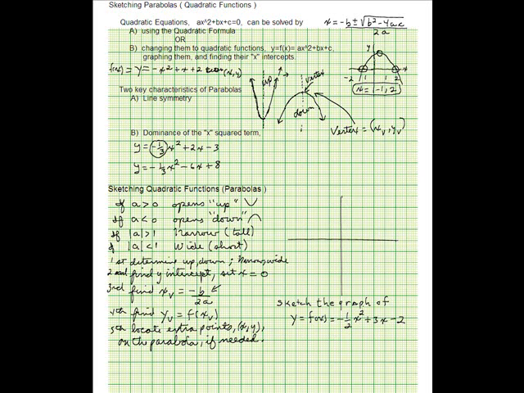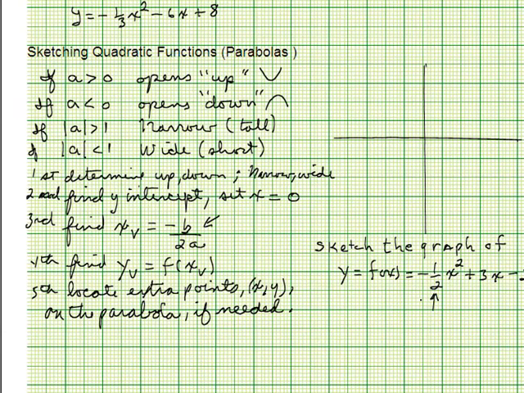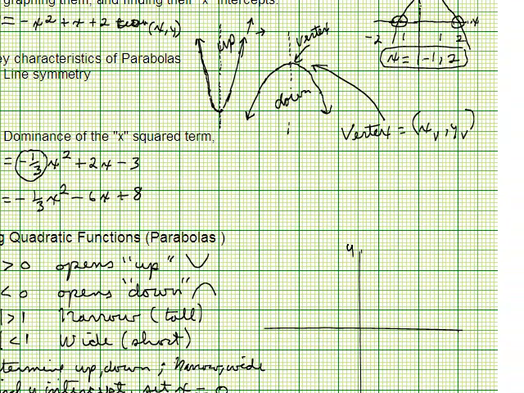It says sketch the graph of y, or f of x, equal to negative 1/2 x squared plus 3x minus 2. Now, let's go to a, the thing that multiplies x squared. It is negative. That means our parabola is going to be a downward opening parabola. The number part of it is a half. That means relative to a standard parabola, it'll be wider. So we're looking for a wide downward opening parabola in general. Let's go on and do our computations.